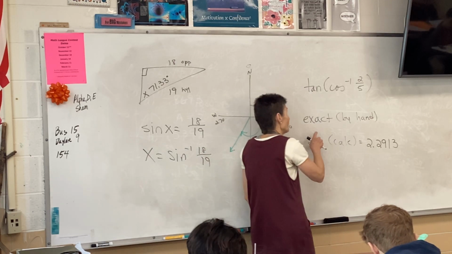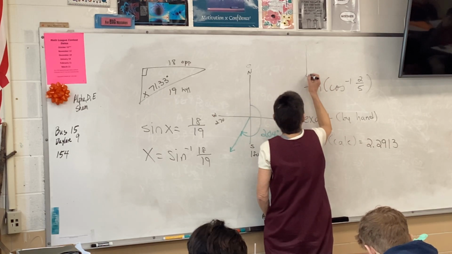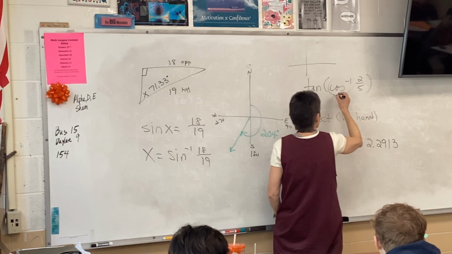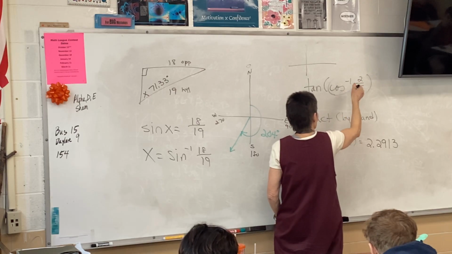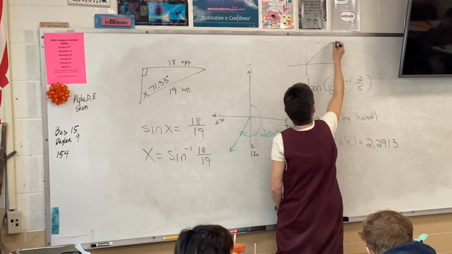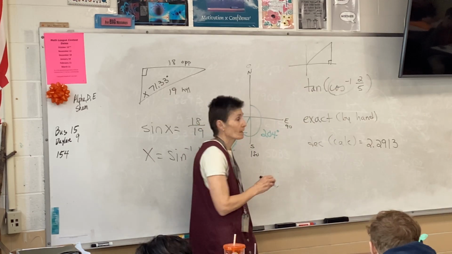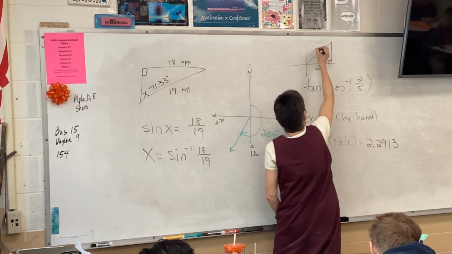Now, how do I do it by hand? Well, I draw a picture. Inverse notation. I start in the parentheses. I'm drawing the parentheses. Inverse notation, positive number. Quadrant 1. Adjacent is 2, hypotenuse is 5.